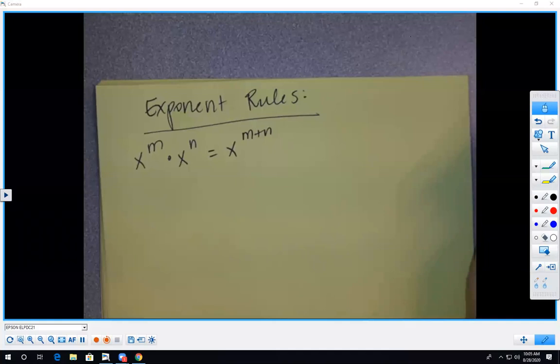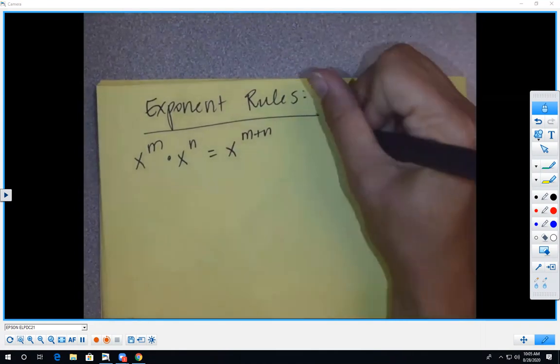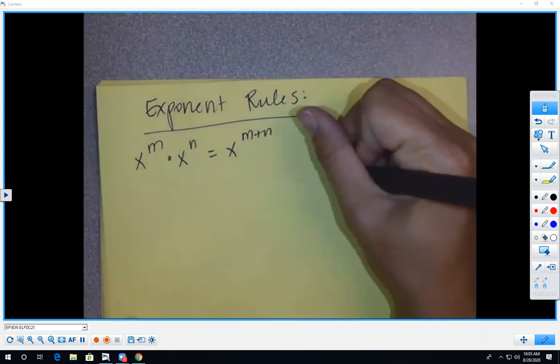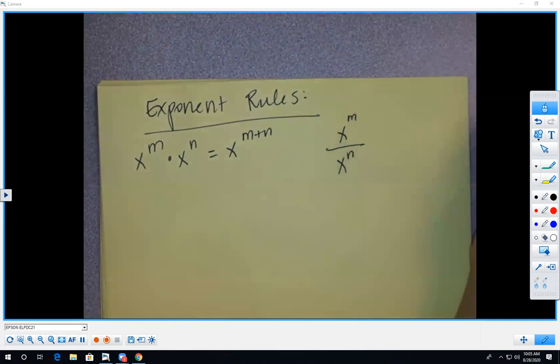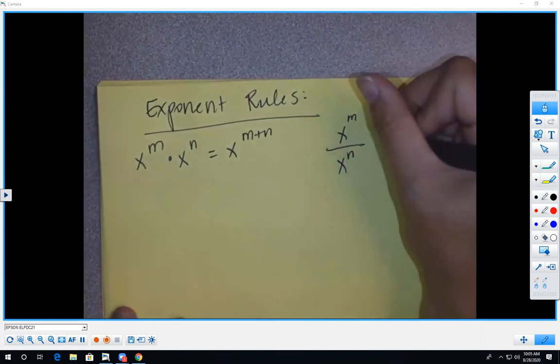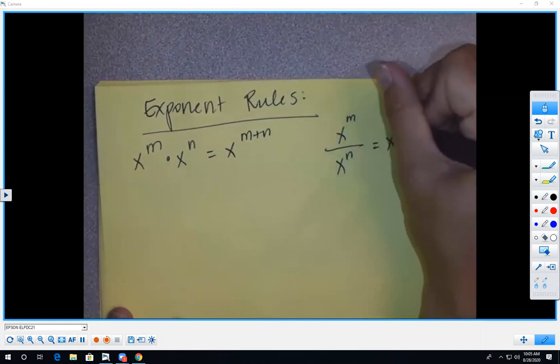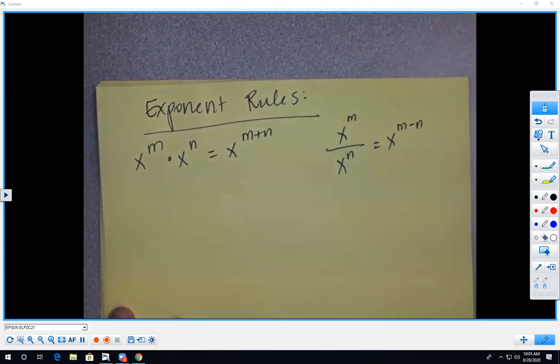We have the quotient rule. I'm sorry, that was called the product rule. I couldn't think of what the name was. It just came to me. Product rule. The next one's the quotient rule. If I have x to the m power divided by x to the n power, what do I do with those exponents for division? You subtract them. So this would be x to the m minus n power.